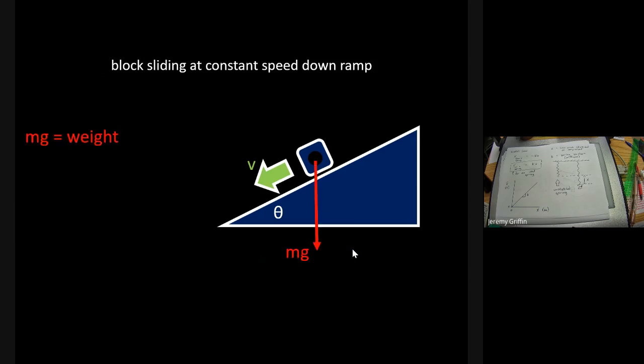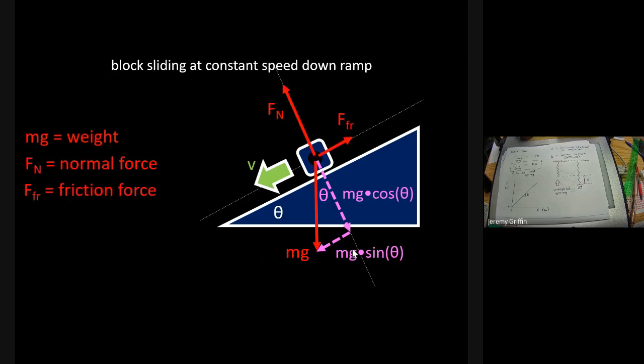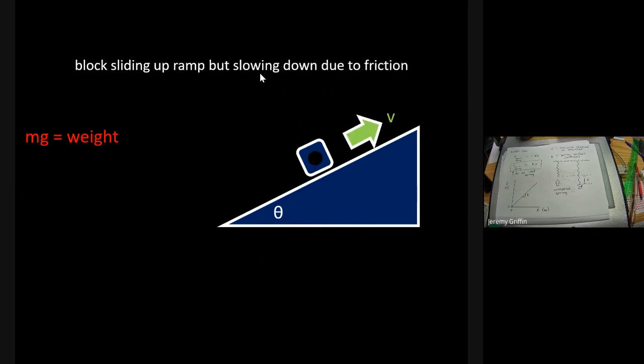Next one, block sliding at constant speed down a ramp. It might have the exact same free body diagram. Remember, constant speed, that's also equilibrium, isn't it? So if you didn't know if that was kinetic or static friction, in this case it's kinetic friction, but it would be ambiguous as to whether it was at rest or sliding at constant speed.